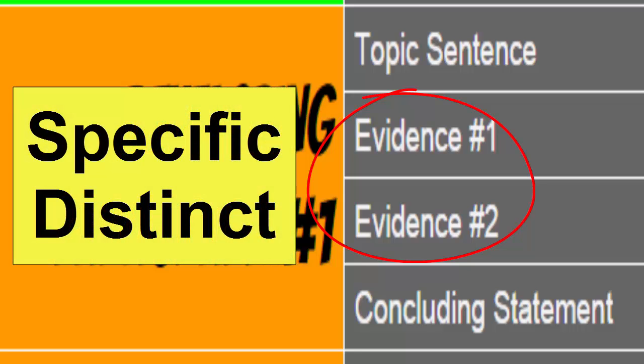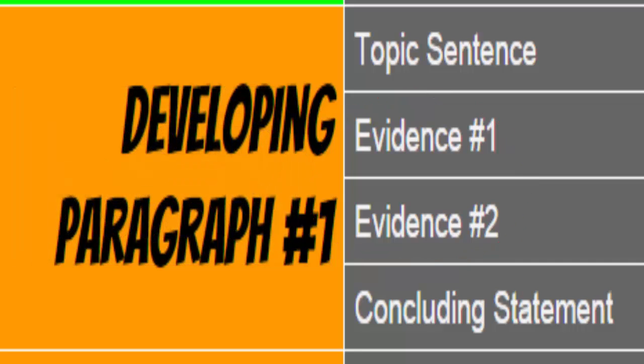Specific means that they point to an actual part of the story. Distinct means that they are different. If you're unsure about whether or not yours are distinct, then consider whether your evidence comes from different parts of the story, or perhaps they are different quotations. Make sure that you have two pieces of evidence that are distinct and specific.